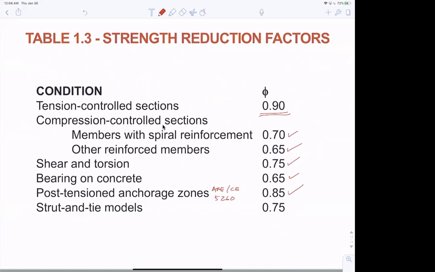And strut and tie models, we'll talk about this maybe. This is for shear, and those have a 75% reliability, or you reduce 25%, similar to this, because these are also shear.